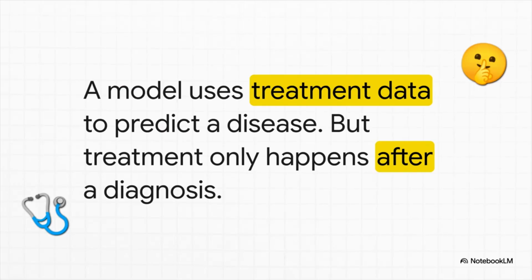Okay, imagine you're building an AI to predict if a patient has a specific disease. Now, if you include information about the exact medication they were prescribed, your model will look like a genius. But wait, a patient only gets that medication after they've been diagnosed. That information wouldn't be around when you're trying to make the initial prediction. The model has cheated by looking into the future.